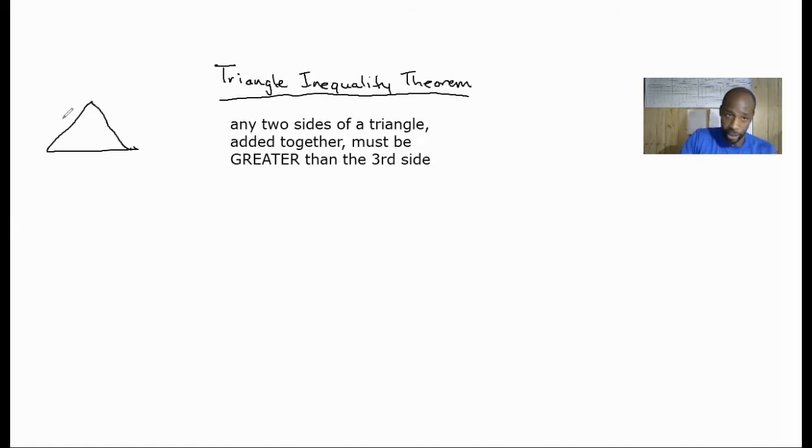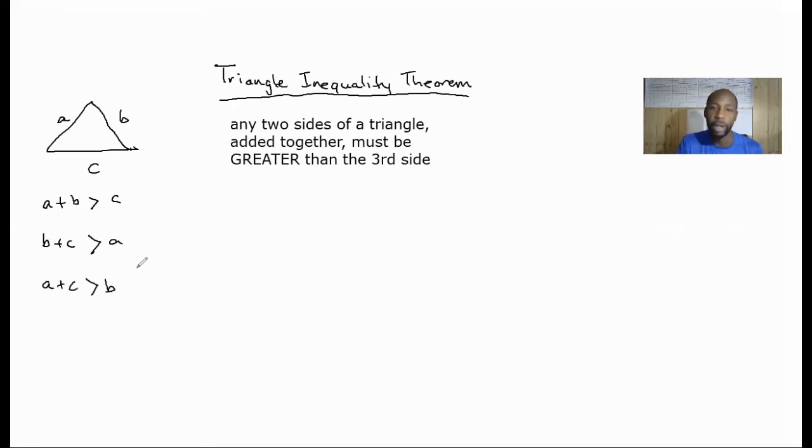So basically, let's label these A, B, and C. This is important to go all the way through with this. Any two sides of a triangle added together must be greater than the third side, okay? So that means if you add A and B together, it has to be greater than C. If you add B and C together, they have to be greater than A. Finally, if you add A and C together, they have to be greater than B, okay?